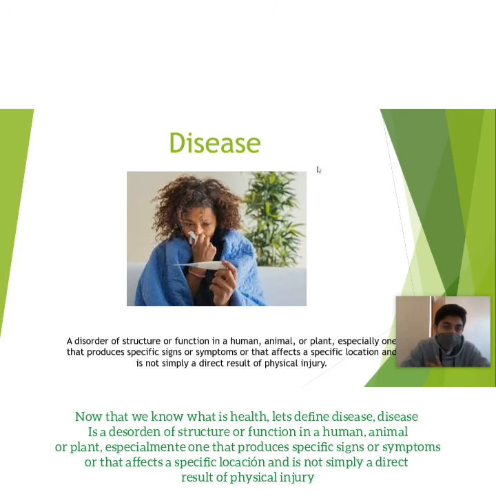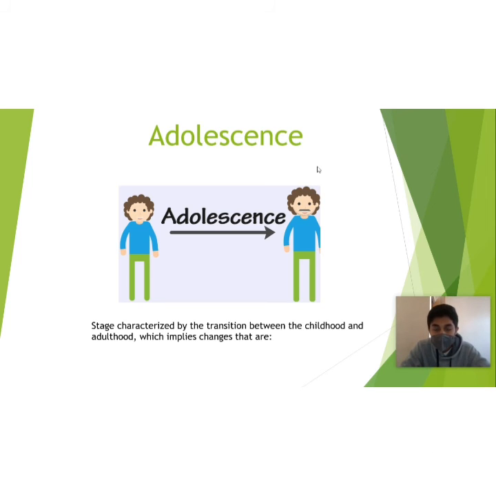Now that we know what health is, let's define disease. Disease is a disorder of a structure or function in a human, animal, or plant, especially one that produces specific signs or symptoms, or that affects a specific location and is not a simple direct result of physical injury.